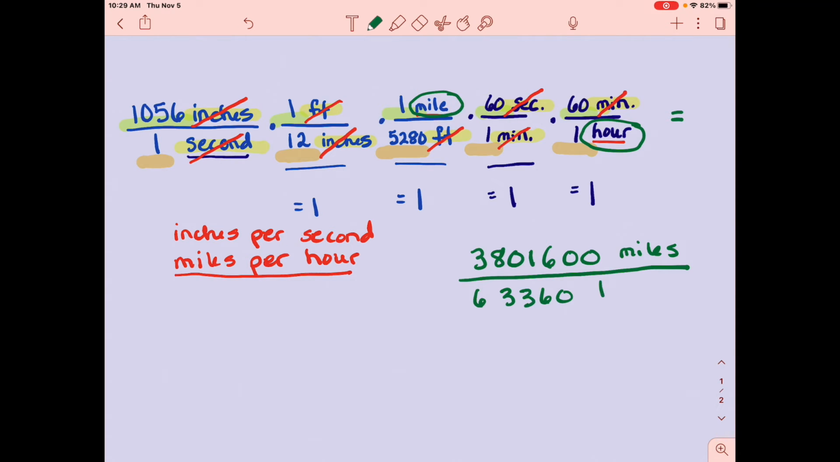And that is hours, because that's the unit that's not crossed off. Sorry, I didn't finish my sentence. So I have a very unfinished problem here. I have 3,801,600 miles per 63,360 hours. So we're just going to do this division in the calculator.